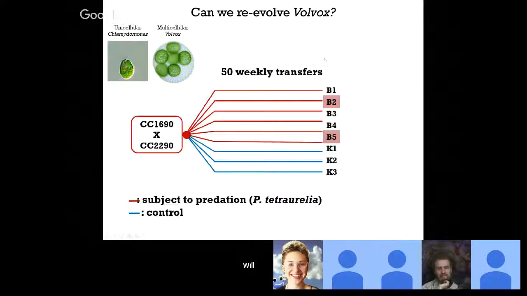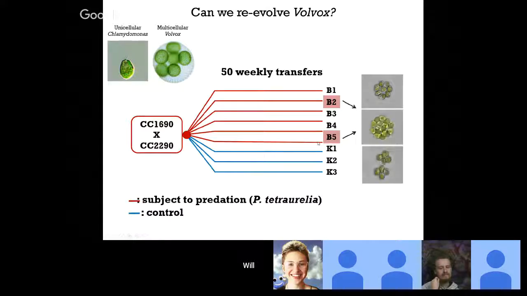So he did this experiment with 50 weekly transfers of a single Chlamydomonas cross. 5 of these were transferred with single-celled predators, so Paramecium. 3 of them were transferred without Paramecium, so these are unicellular controls. 2 of these evolved to form pretty groups, and these guys stayed unicellular. So B2 and B5 formed groups.